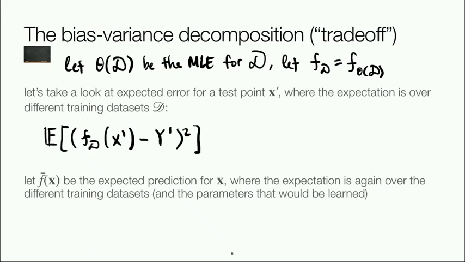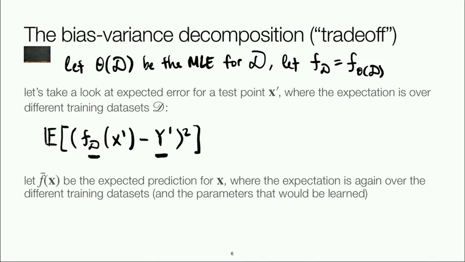So this expectation is over this data set D over here. That's the thing that I'm trying to take an expectation with respect to: the data sets that I could sample. But this thing is a random variable too, so I need to take an expectation over that as well, because y prime could be different depending on how that epsilon is actually sampled.